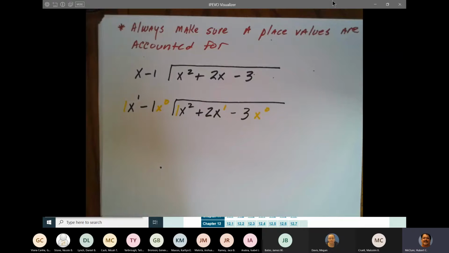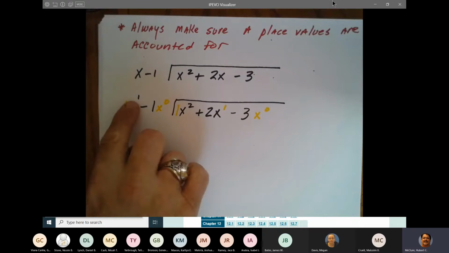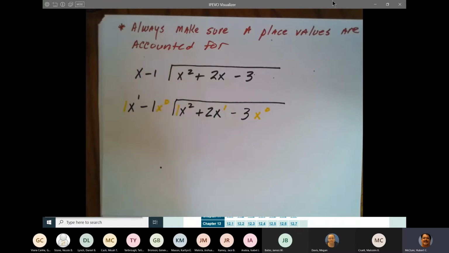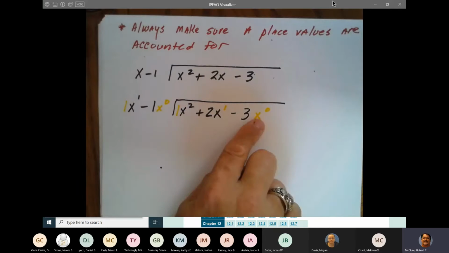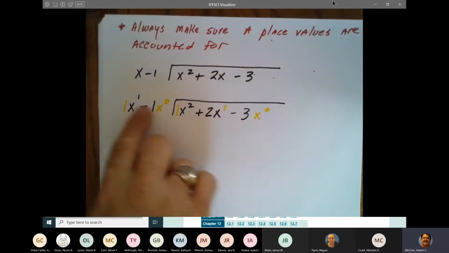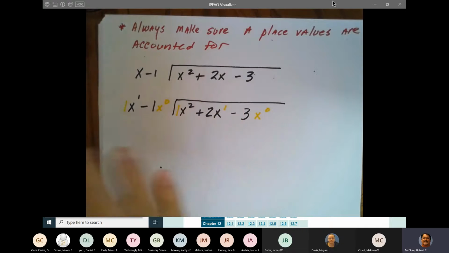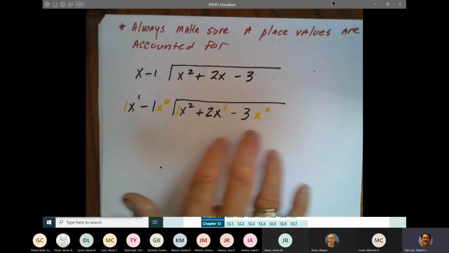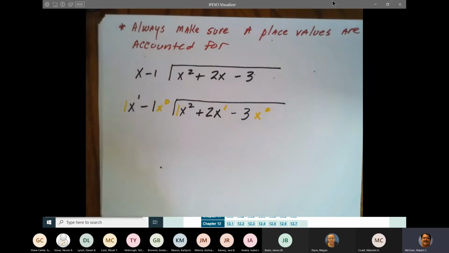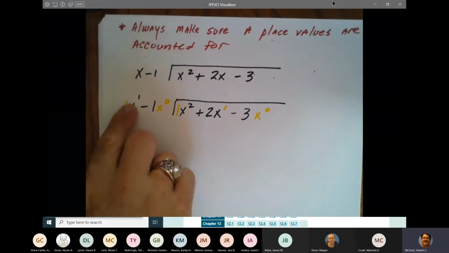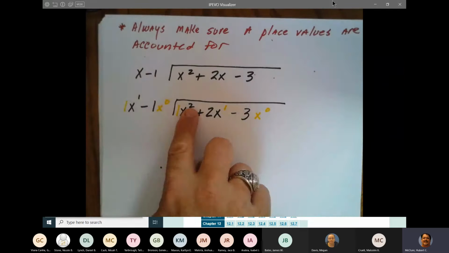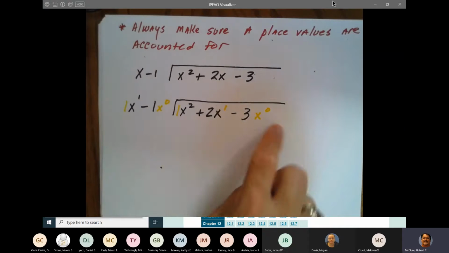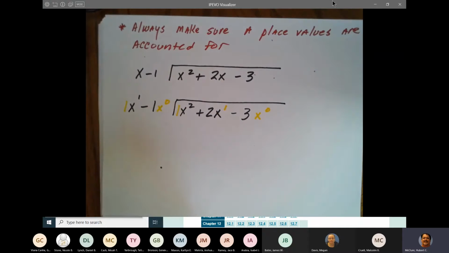So let's see if they're accounted for. Well, x to the first, x to the 0. Yes, they're accounted for. X squared, x to the first, x to the 0. Yes, all these are accounted for. So you don't have to worry about place value on this problem, because everything is accounted for as far as being down from x to the first and being down from x to the second. Well, what's not accounted for?